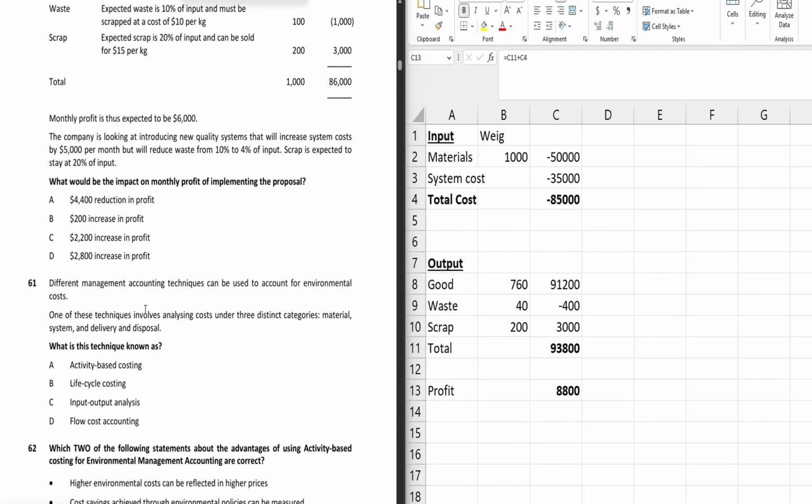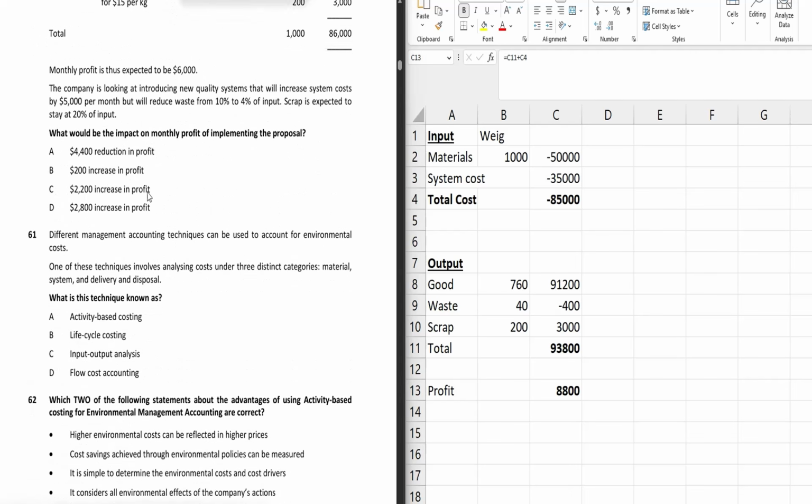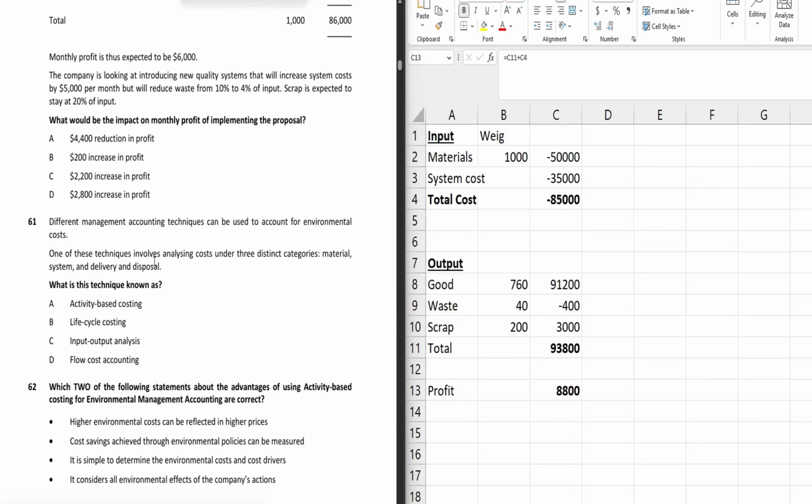What this technique is known as, you know very well, this is known as flow cost accounting. Because in ABC, we used to have a different kind of cost pool and cost driver. In life cycle costing, we monitor all the costs which have been incurred throughout the life cycle. Input output is same as we did in the question right now, and so in flow cost accounting, we just analyze the cost into three categories: material, system, and delivery and disposal.